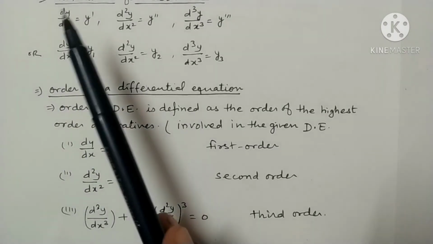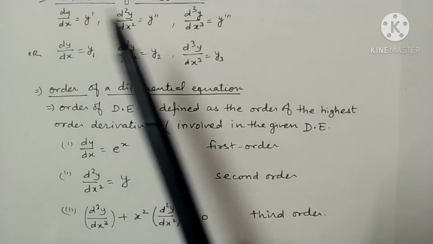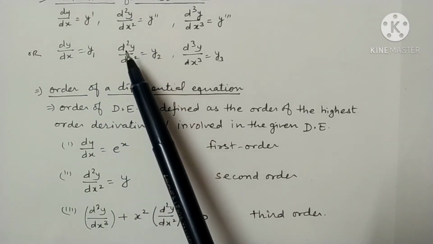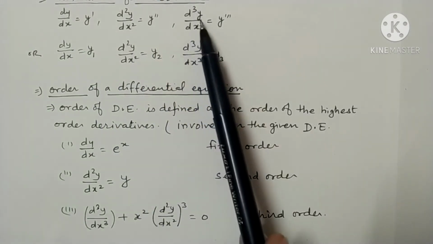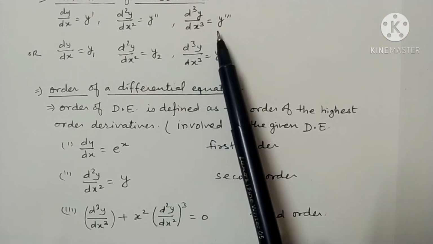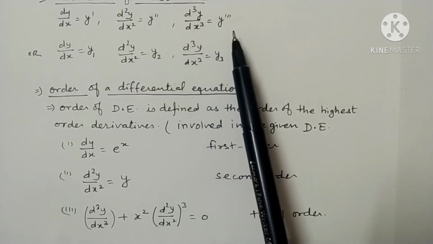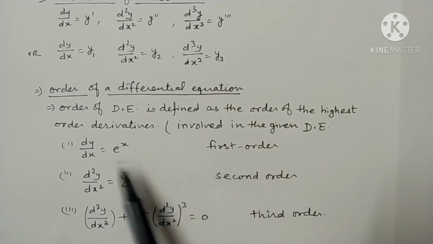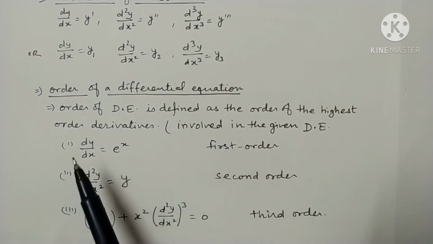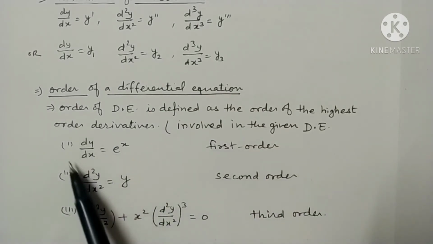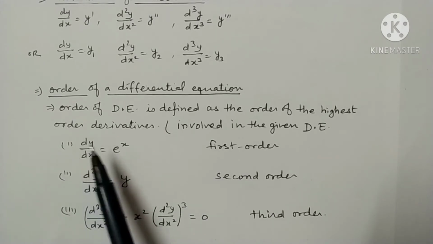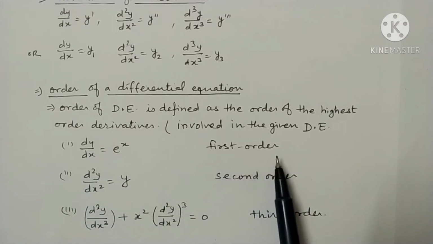So if dy by dx is present, it means first order. If you have d square y by dx square, it means second order. If d cube y upon dx cube, then we write a third order differential equation. So you have to check the highest order. Look here, what is the highest derivative? dy by dx. So it is called first order.